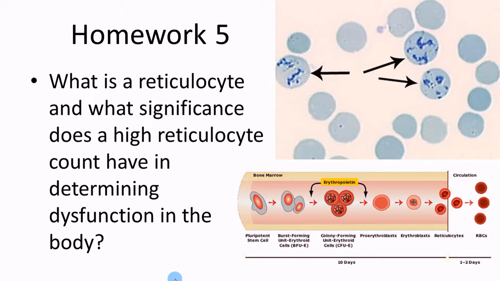You can actually look at the picture and kind of figure that out. And then what's it indicating? What do they want to know? If you have high reticulocytes, so normally less than 1% of your red blood cells are reticulocytes, what happens when that spikes up to like 30% or 25%? What's going on in your body?